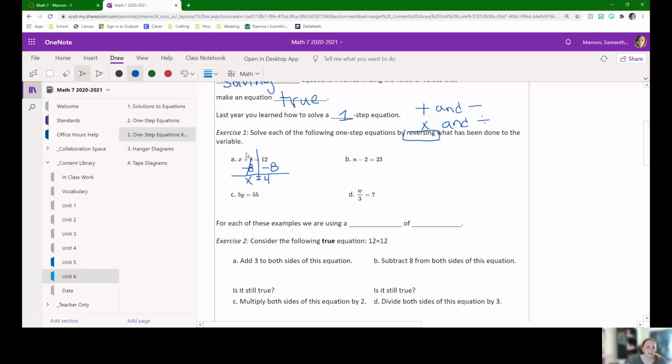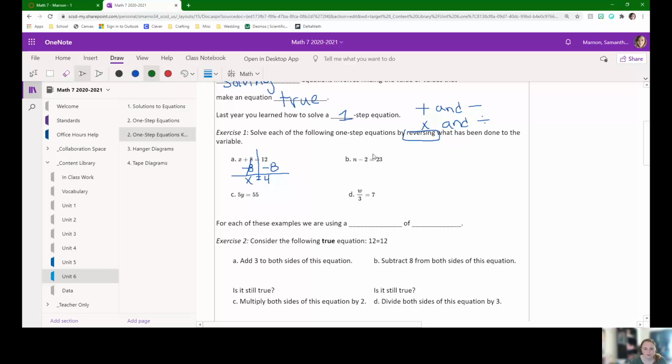When we think about this x plus 8, it's kind of like we're wrapping up a present. We took the present, the x, and then we added 8. That's like the wrapping paper. If we want to get back to just that present, we've got to do the opposite and take the wrapping paper off. So let's look at part B. Why don't you try part B by yourself and see if you can figure it out?